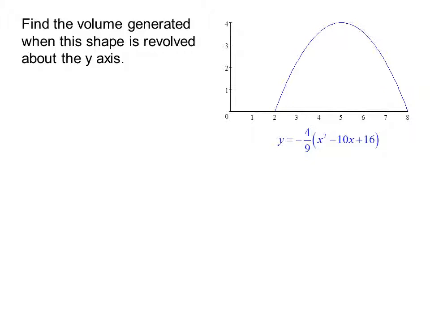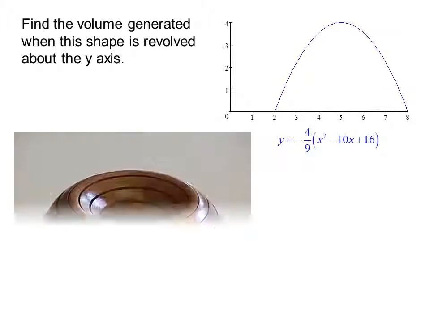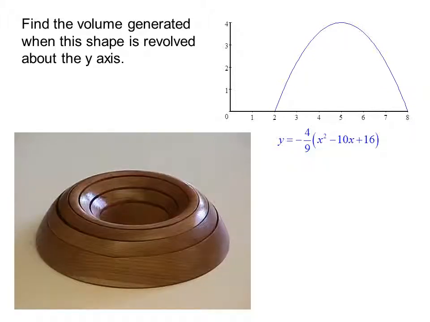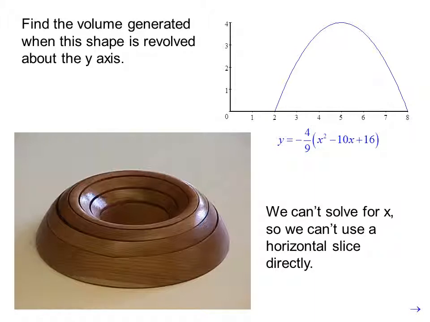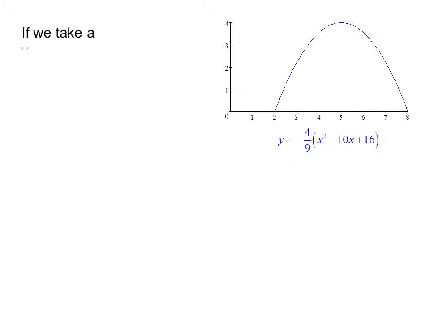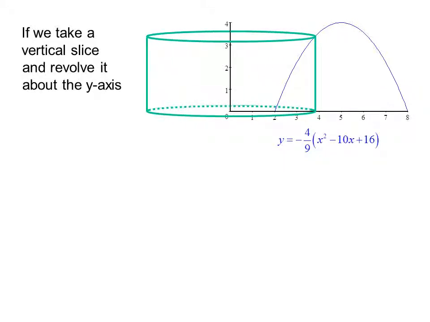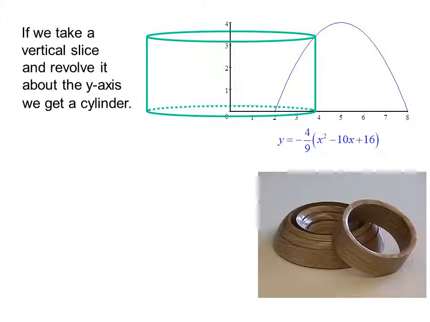Find the volume generated when this shape is revolved about the y-axis. There's our model. We can't solve for x, so we can't use a horizontal slice directly. If we take a vertical slice and revolve it about the y-axis, we get a cylinder.